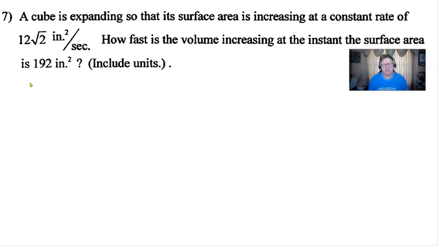So our problem number 7 says a cube is expanding so that its surface area is increasing at a constant rate of 12 times the square root of 2 square inches per second. We're asked how fast is the volume increasing at the instant the surface area is 192 square inches, and we want to include the units in our answer.